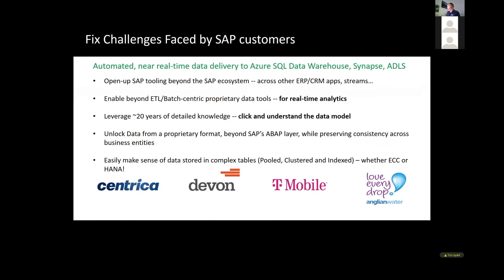So we have lots of different references. You have seen also in the beginning one slide talking about references, specifically unlocking SAP data. We have Centricard, we have Devon, T-Mobile, Clean Water. So we have lots of different references. For all the references we have, it was quite important working with SAP data, getting, let's say, the freedom also working with SAP data.